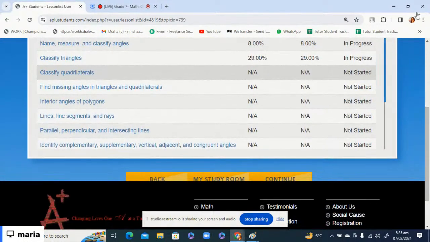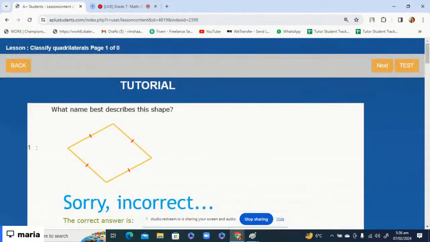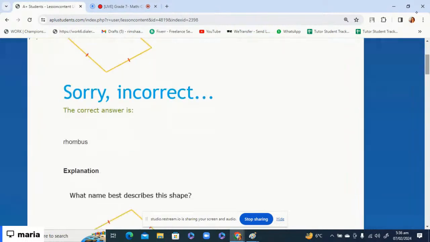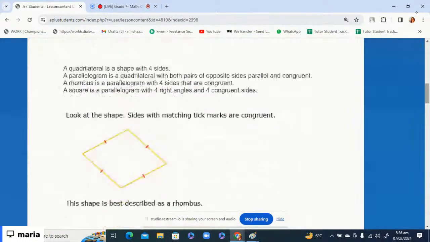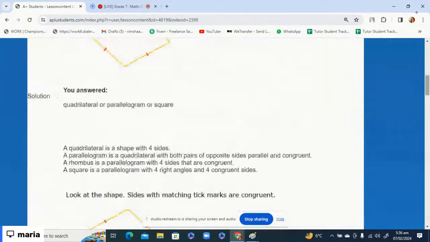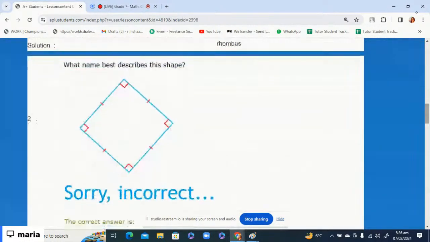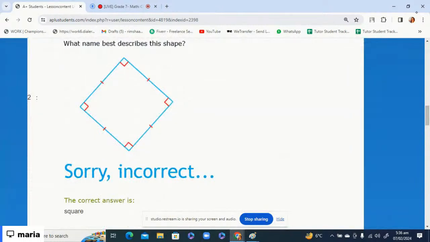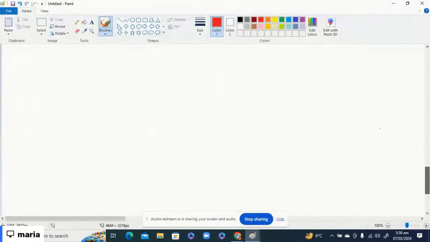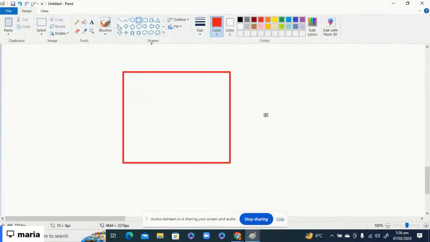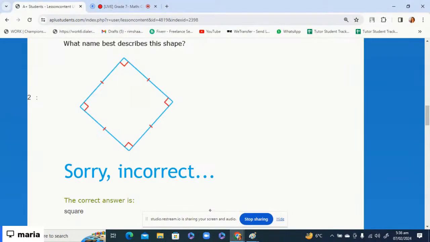Classify quadrilaterals. What name best describes this shape? As we know, this is the shape of a rhombus. You need to understand all these shapes. If a shape has all 90-degree angles, it is in the form of a square. In a square, all angles are 90 degrees and all sides are the same length. So this is a square.